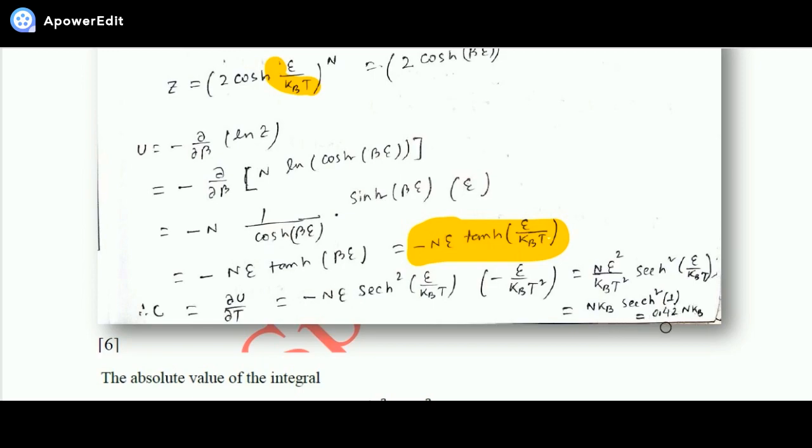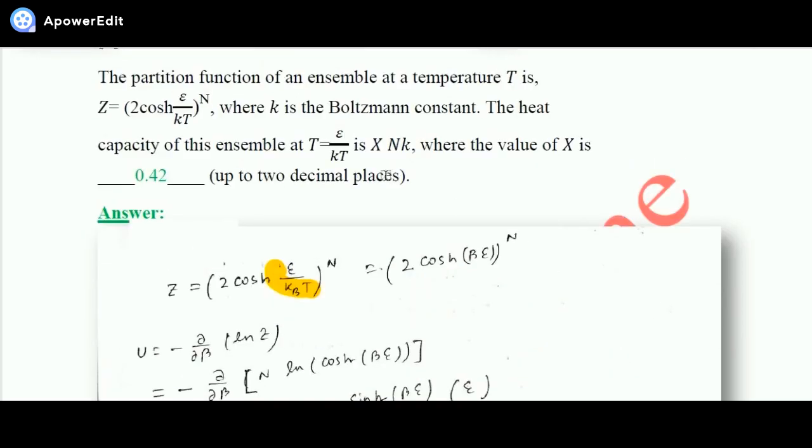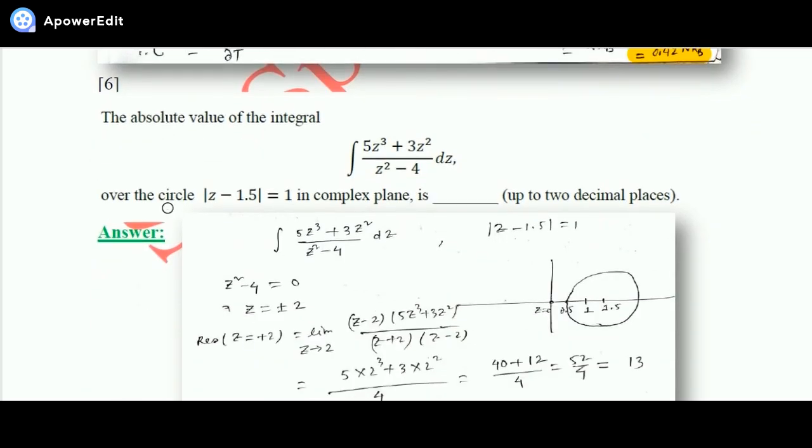So it becomes nk_B sech squared of 1, which means 0.42 nk_B. You are allowed to use calculators, so you can find this value, 0.42. So the value of x is equal to 0.42.